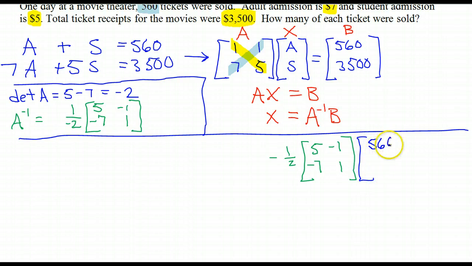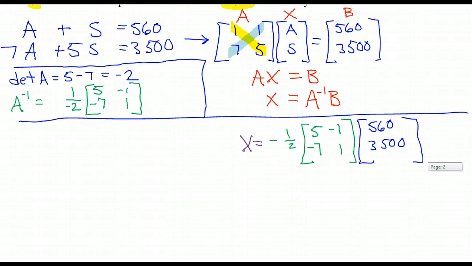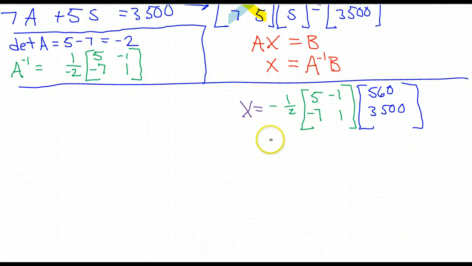It is our 560 and our 3,500. Everything I'm doing has to be on your paper in some sort of organized way. That's going to lead me to the answer: X equals A inverse times B. Now notice I did not divide everything by 2 early. That would make a bunch of ugly fractions. It's easier to multiply these two together first, and then divide everything by 2 later.